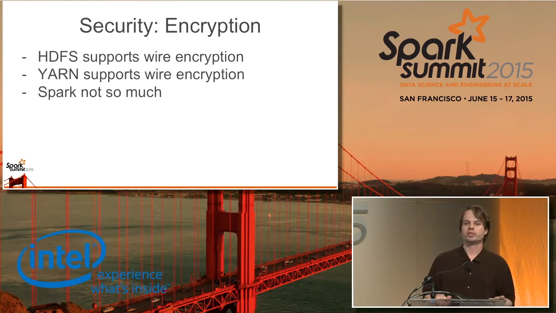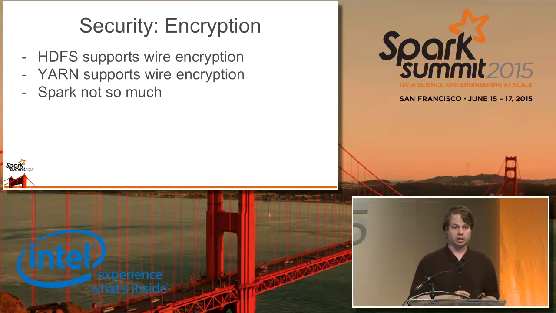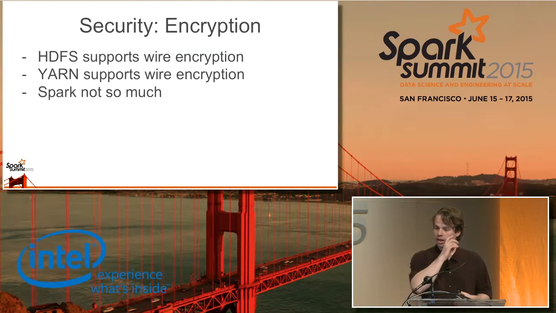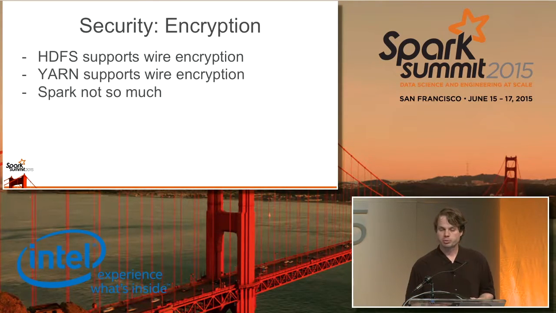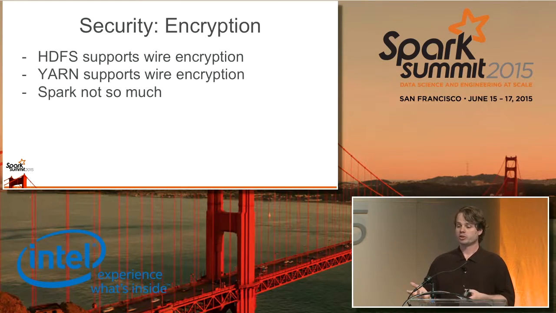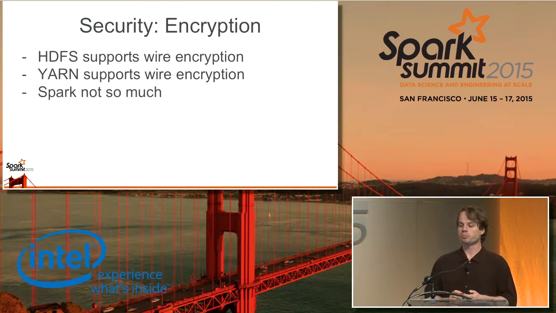The next thing about security is encryption. So basically making sure that nobody can see the data that's flowing within your application. And if you look at encryption in the Hadoop ecosystem, HDFS supports it both on the wire and at rest. Yarn supports wire encryption, but Spark has kind of spotty support for encryption if you look at it.